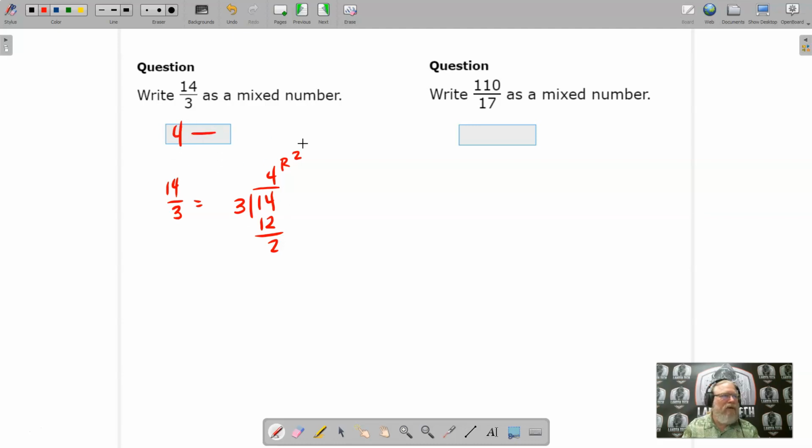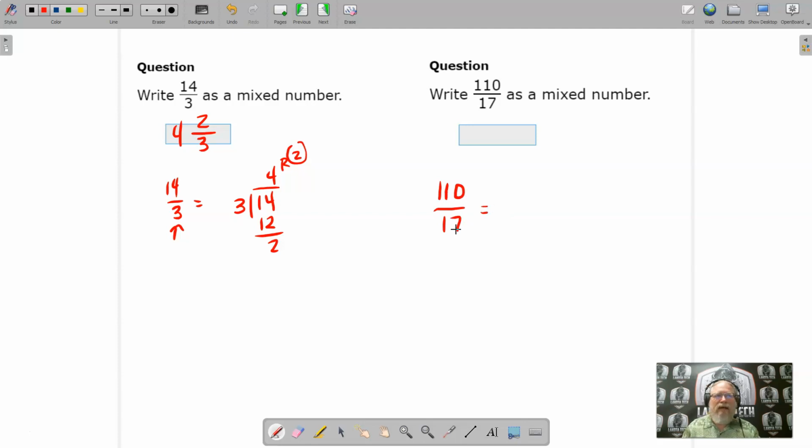We have a fraction bar. The remainder of 2 is our numerator. And we started with a denominator of 3 right here. So 4 2/3. On the next one, we have 110 over 17.